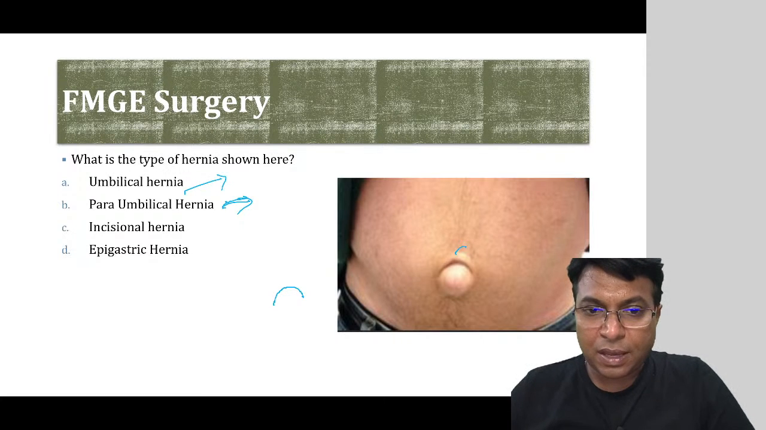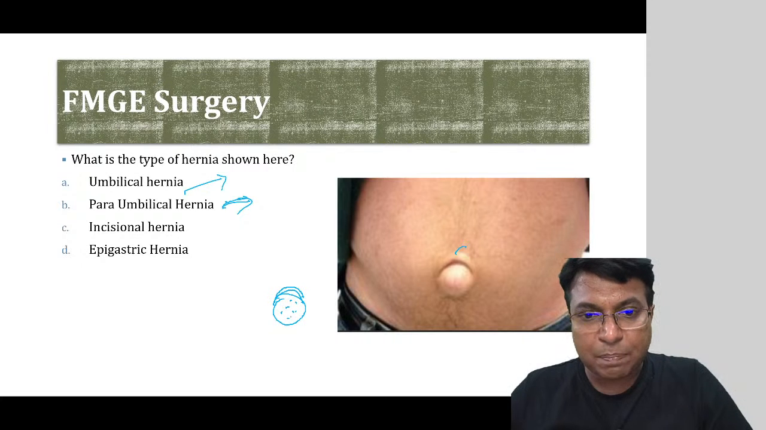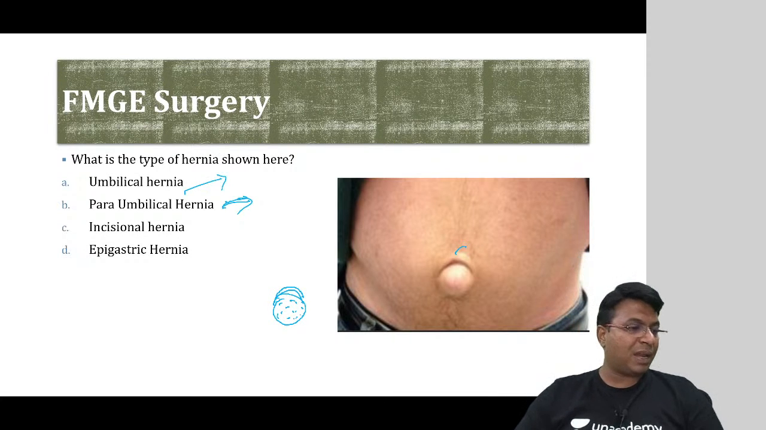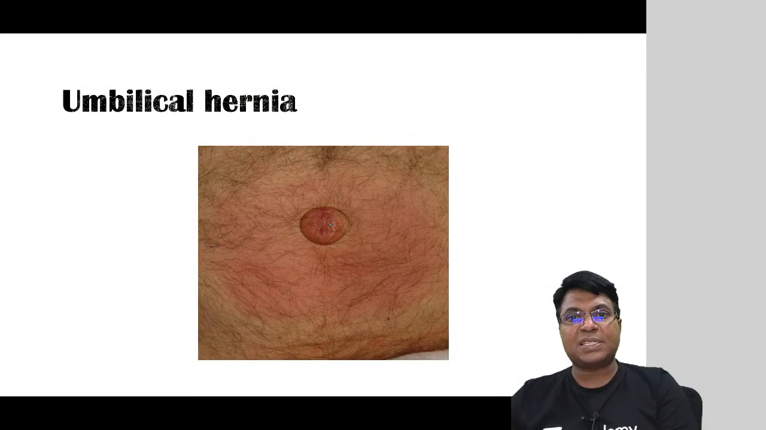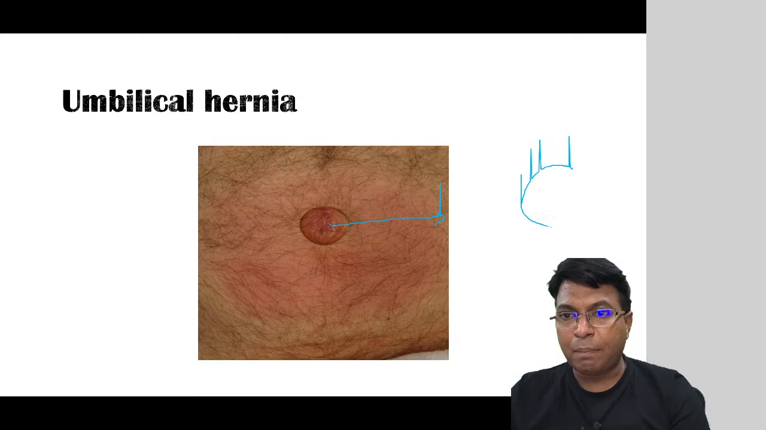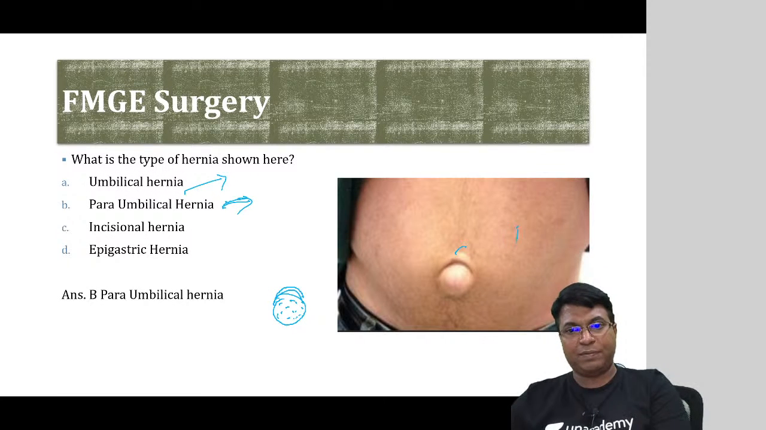If it is like this with the swelling like this, it is not arising from the umbilicus. It is a paraumbilical defect. It is a paraumbilical hernia. If it is arising from umbilicus, you will have a picture like this. Umbilicus itself will come out in an umbilical hernia. This picture is a paraumbilical hernia. Many of them wrote it as umbilical hernia. It is paraumbilical hernia, not umbilical hernia.